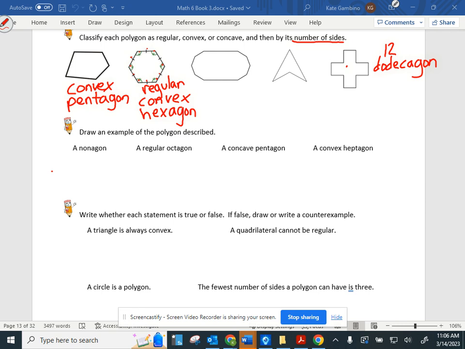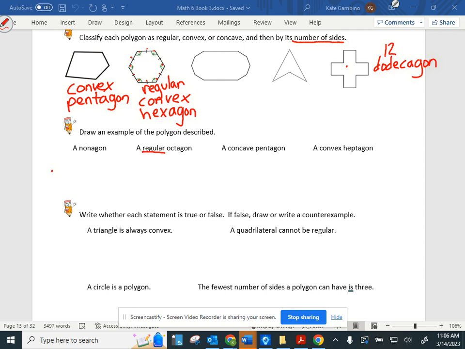Now down here, it says you have to draw one that's described. So a nonagon is going to have how many sides? 9. You just draw one for each thing. So your nonagon might look different than my nonagon because it doesn't say anything more. It doesn't say if it's convex or concave. It doesn't say if it's regular. So you're just going to draw a 9-sided figure that has to be closed. It can't have any open sides.